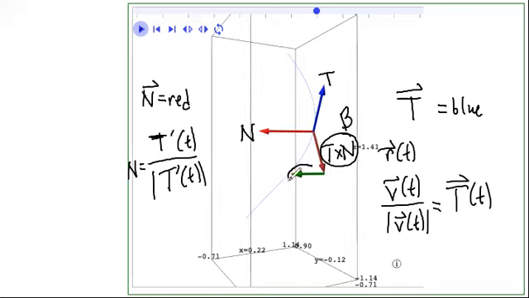Now you see this green vector right here. This green vector is actually equal to the derivative of the vector B, which is the cross product of T and N, and it's a function of t. It depends on t because T depends on little t and N depends on little t, and so B will also depend on little t, being the cross product of the two. So this green vector is actually the derivative of B, but with respect not to t, but with respect to arc length, or along the curve.